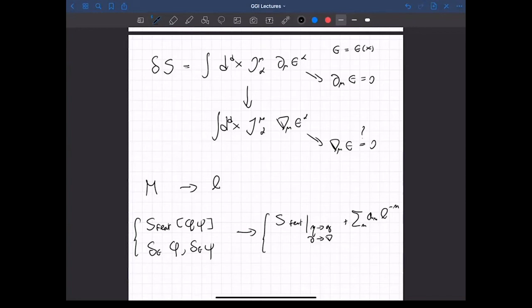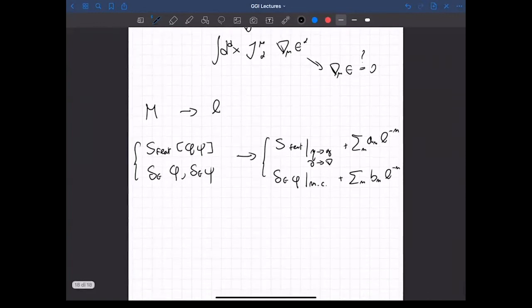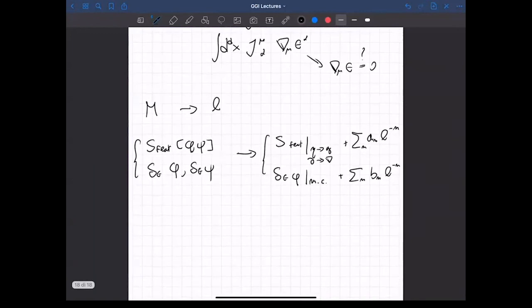And the same is true for the variation. So here I do the minimal coupling, and I also add other coefficients here. Since I'm interested only in relevant couplings, and since 1/L has positive dimension, so L to the minus one has dimension one, there are a finite number of relevant couplings that I can consider.